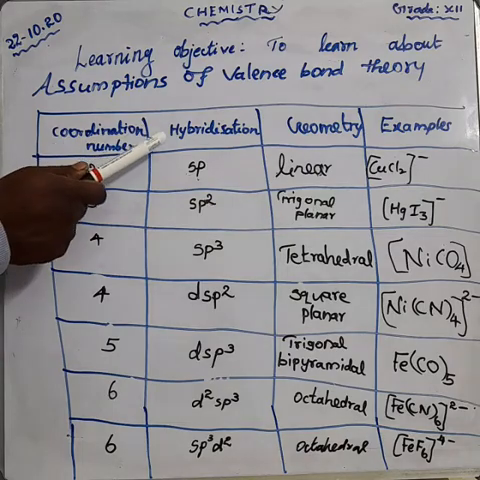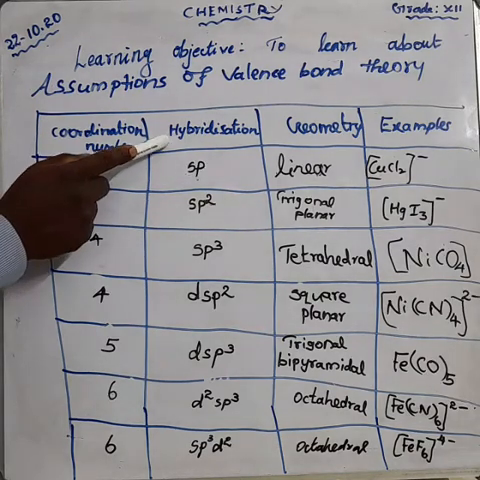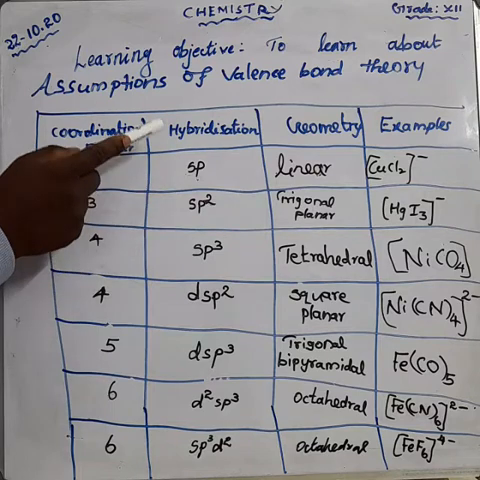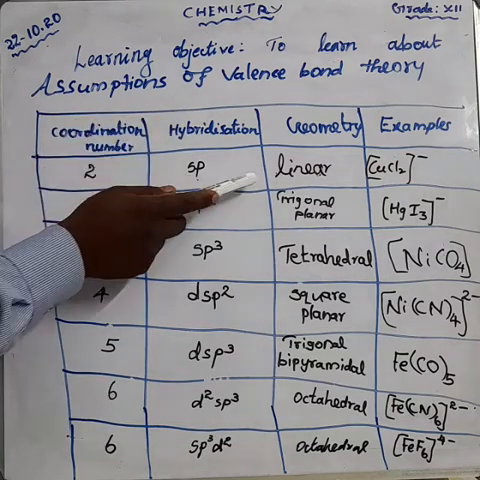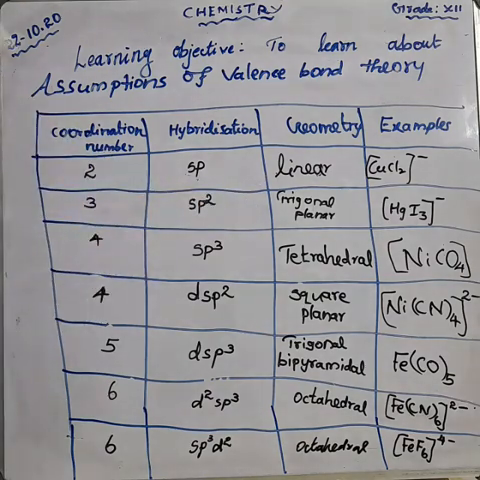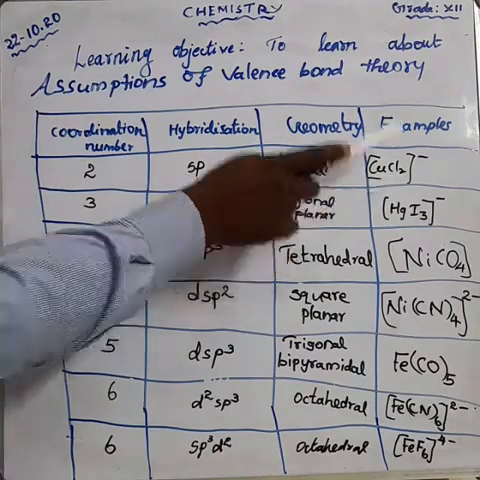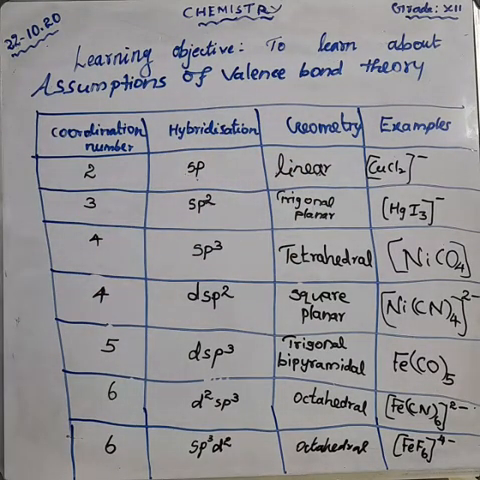Coordination number, hybridization, geometry, and also the example. What is the coordination number? I told you that the number of ligands is what we call the coordination number. Coordination number 2 means the hybridization is sp. Suppose the hybridization is sp, what is the geometry? Linear. And for the example, at least 3 or 4 examples you should know, though only one example is enough. What's the example? CuCl2 minus.